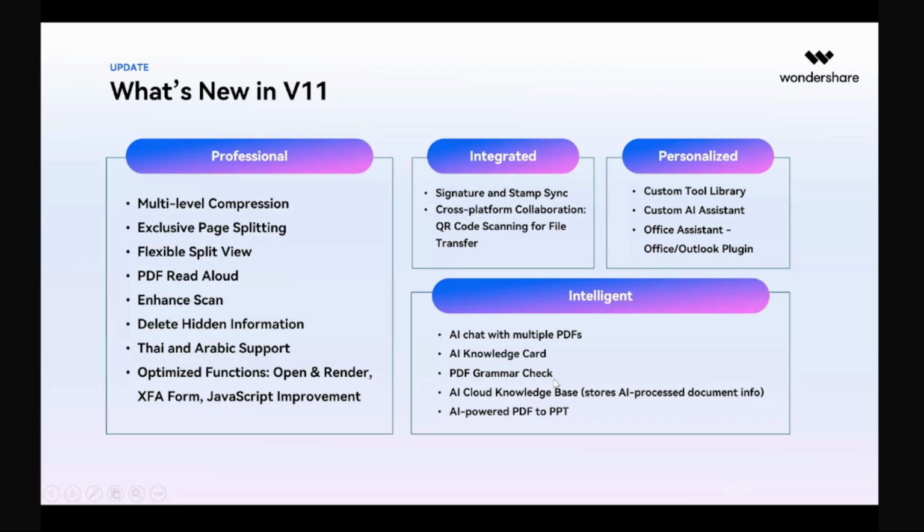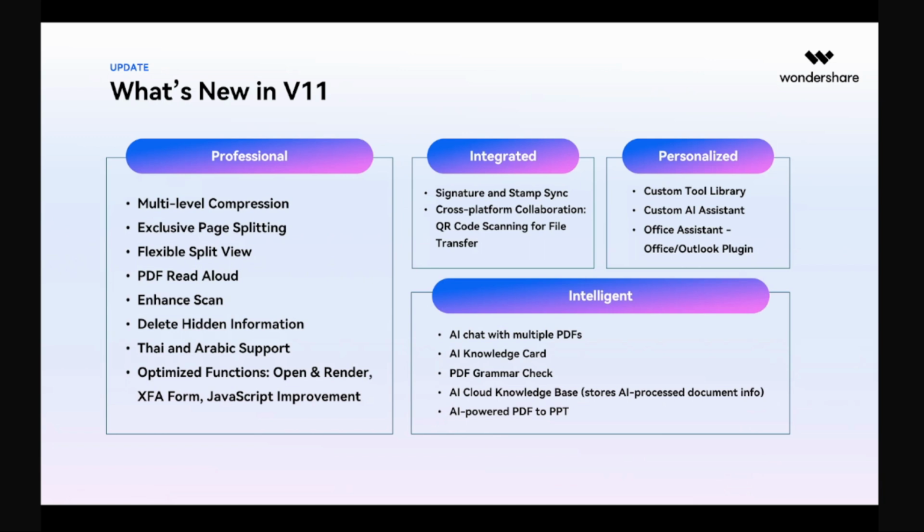Now let's go deeper into the new features for version 11 of PDFelement. We will divide it into 4 categories. One is to make it more professional, where we have multi-level compression, PDF read aloud, and scan. On the integration side, you can have the signature and stamp synchronization that we saw here. There will be cross-platform collaboration, with QR code scanning for file transfer from desktop to mobile. You can personalize Wondershare or PDFelement. You can customize the tool library. You can customize the AI assistant. You have an office assistant with an unlock plugin.